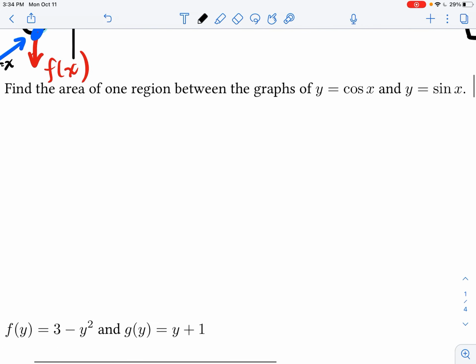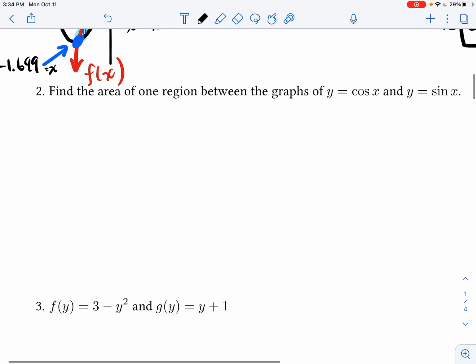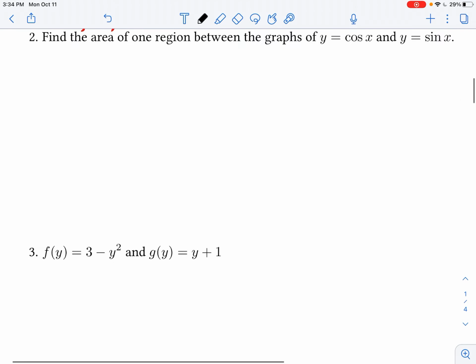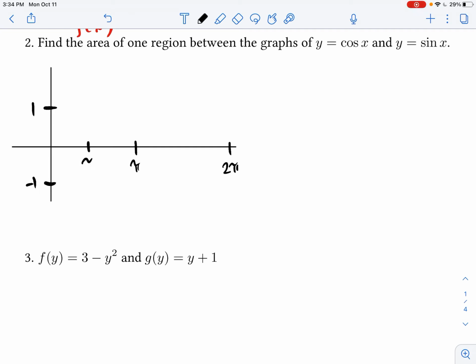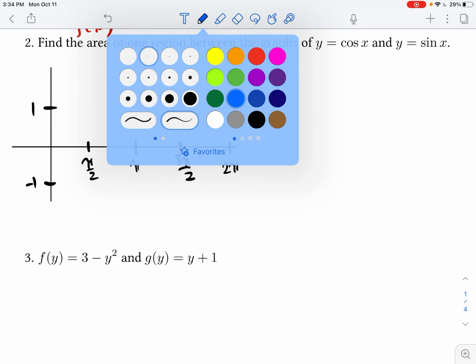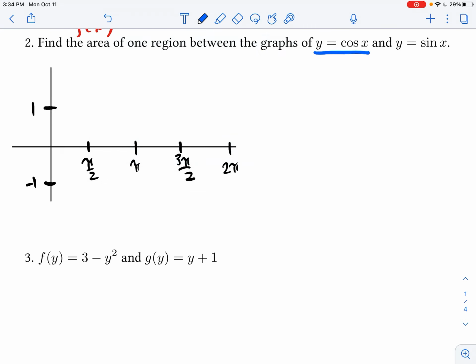Let's find the area of one region between y equals cosine x and sine x. So let's try this one. This is a function that's pretty easy to graph. We can just do something like this. So we know if this is pi, and this is 2 pi, this is 1, this is negative 1, this would be pi over 2, 3 pi over 2. Okay, so let's go ahead and graph cosine x in blue. So cosine x would look something like this.